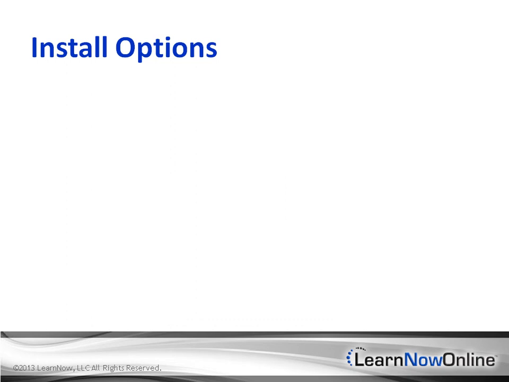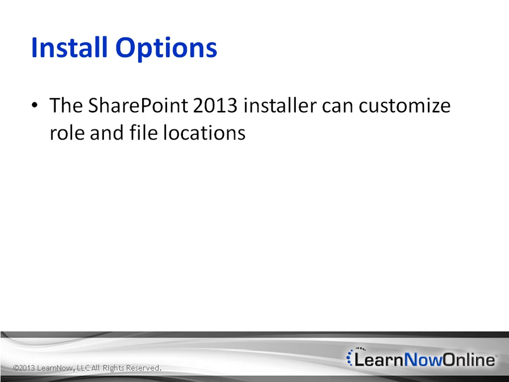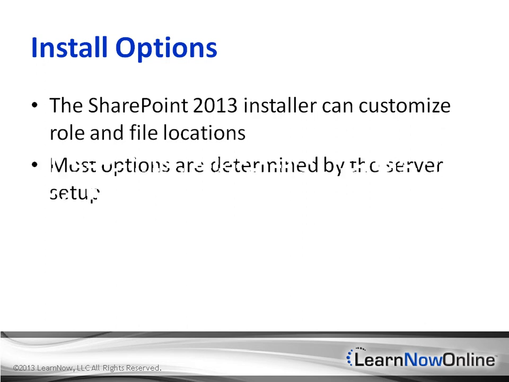The install options themselves. If you're a SharePoint veteran, you'll remember that there have been lots of different install options as you've gone through the actual process of getting SharePoint on the servers. The SharePoint 2013 installer can generally customize the role of the server and the file locations. Most of the rest, as we've seen over the generations, the number of options at this level has been dropping. We've kind of gotten to the minimum, I think, at this point.